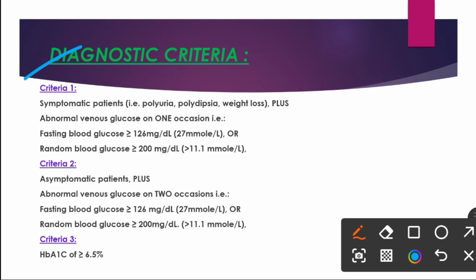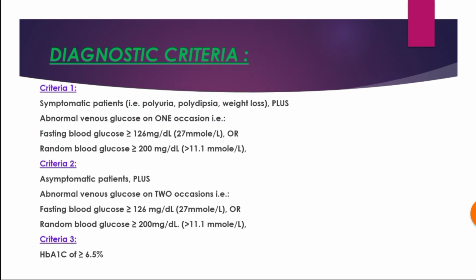Next is the diagnostic criteria for diabetes mellitus. So criteria 1 is a symptomatic patient, meaning a patient having symptoms of diabetes, that is polyuria, polydipsia, weight loss, and dryness of mouth, along with abnormal venous glucose on one occasion. A patient having a fasting blood glucose of more than 126 milligram per dL or a random blood glucose of more than 200 milligram per dL.